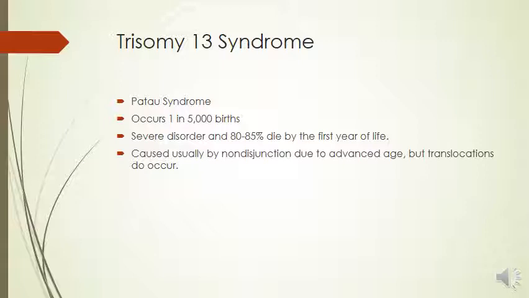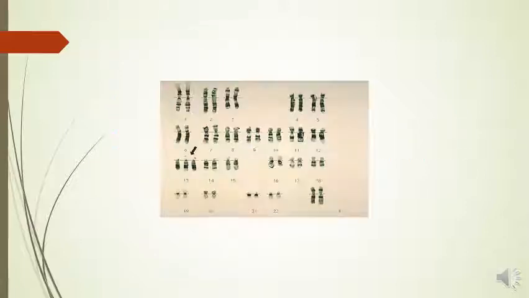It is usually caused by non-disjunction due to advanced maternal age, but there are some translocations that do occur. Here is a karyotype showing you trisomy 13. One of the things to notice here is that chromosome 13 is bigger than chromosome 18 and chromosome 21. There are a lot more genes on it, so when you have a trisomy, it would have a greater effect than 18 or 21.